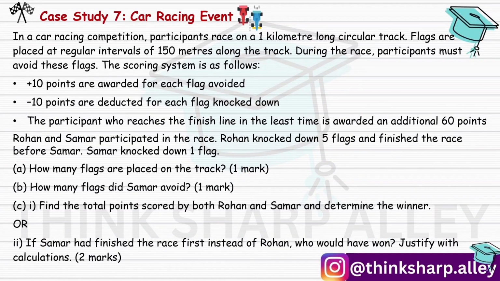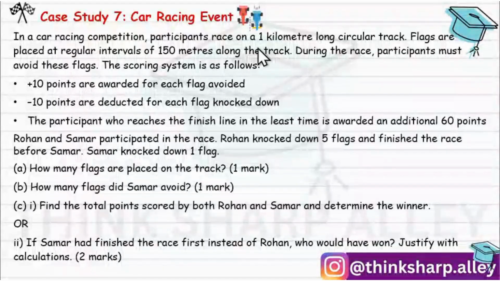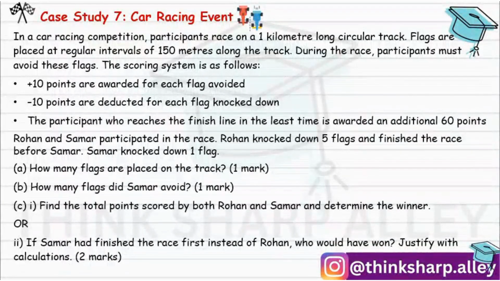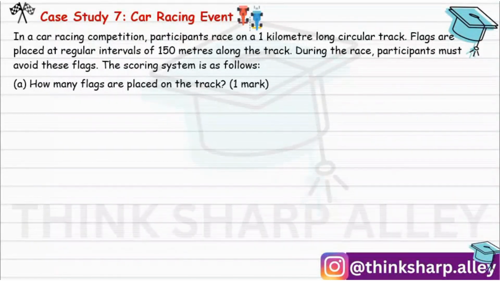So let's start. Here the length of the track is given to be 1 kilometer, which means 1000 meters, because 1 kilometer is equal to 1000 meters, and the flags are placed at every 150 meters. We have been asked to find out how many flags are placed on the track. So to find this, we see how many 150 will fit into 1000.